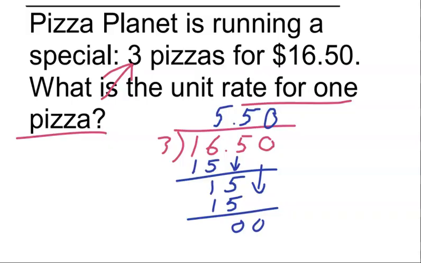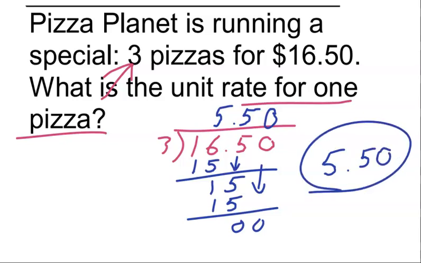So it is going to be how much for 1 pizza? It will be $5.50 per pizza, okay, if you just buy 1. So if you're allowed to buy 1, you can just buy it for $5.50. Otherwise, it might be a special where you have to buy 3 to get the special, and that's what you would do. But you would still know that you're paying $5.50 per pizza.